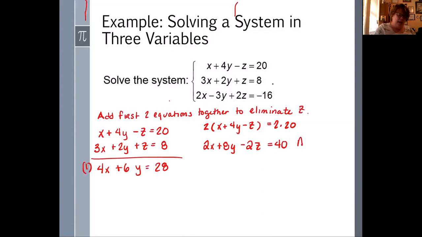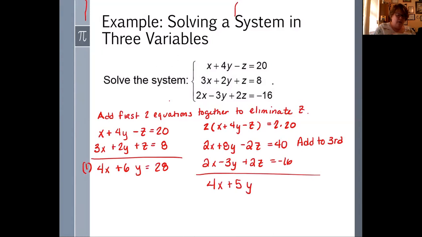And now I'm going to add that to the third equation. When I add those two equations together, I get 4x plus 5y equals 40 minus 16, which is 24. So there's my second equation in 2 variables. Now I have a system of equations in 2 variables, x and y. I'm going to solve that system.